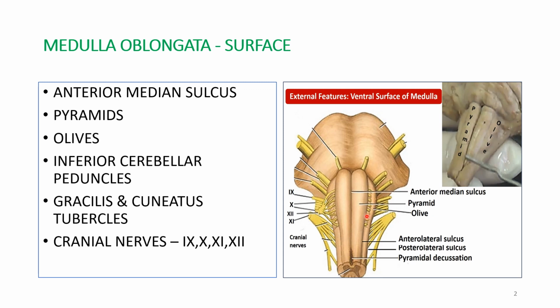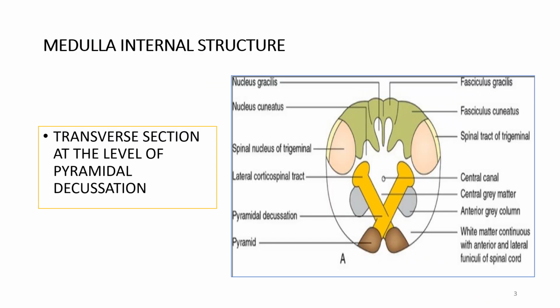So it is connected to the cerebellum via the inferior cerebellar peduncles. And it has gracilis and cuneatus tubercles. So you can see the internal structure of the medulla. So it shows the transverse section at the level of pyramidal decussation. So this yellow one is the pyramidal decussation.